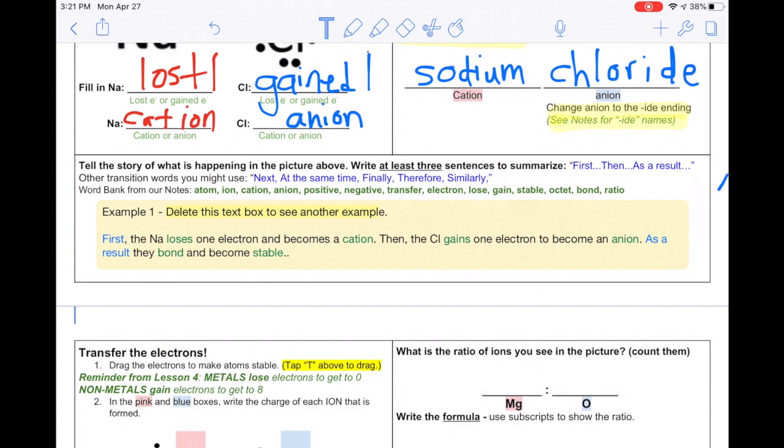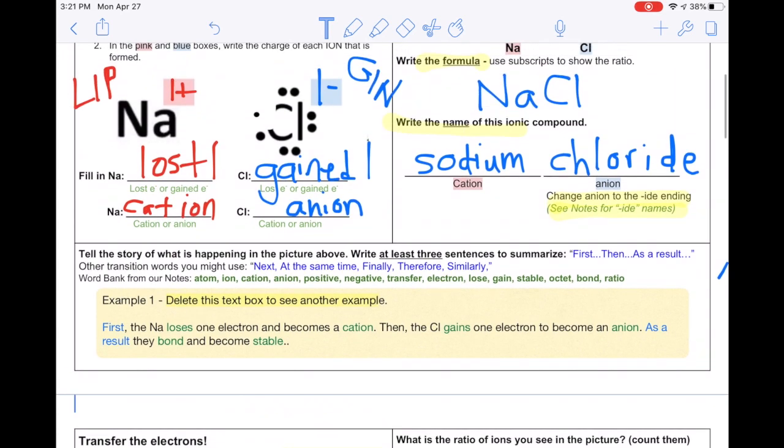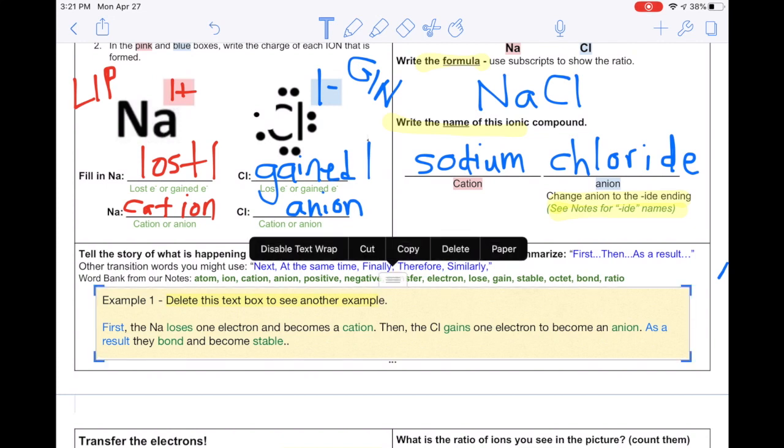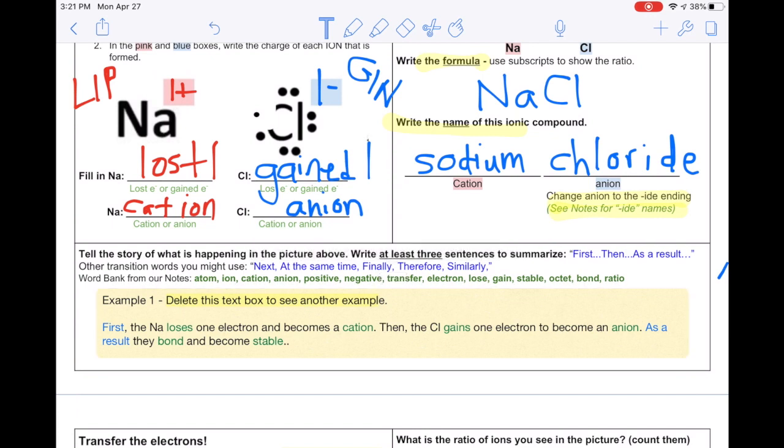So I'm going to read example 1, and then we're going to look at the one below. So it says, first, the Na loses 1 electron and becomes a cation. Then the Cl gains 1 electron to become an anion. As a result, they bond and become stable. And that's what happened up here when we dragged the electron over.